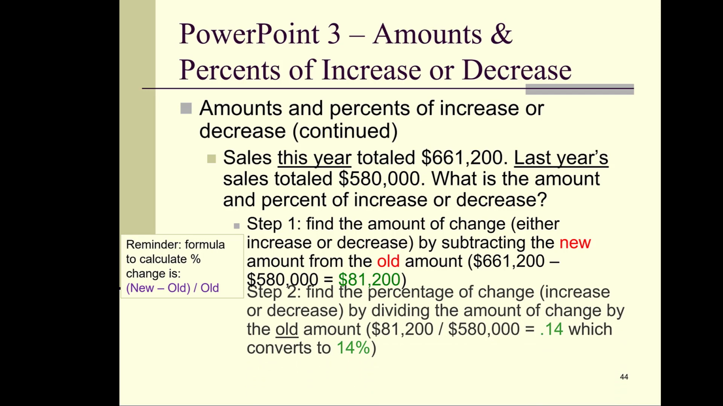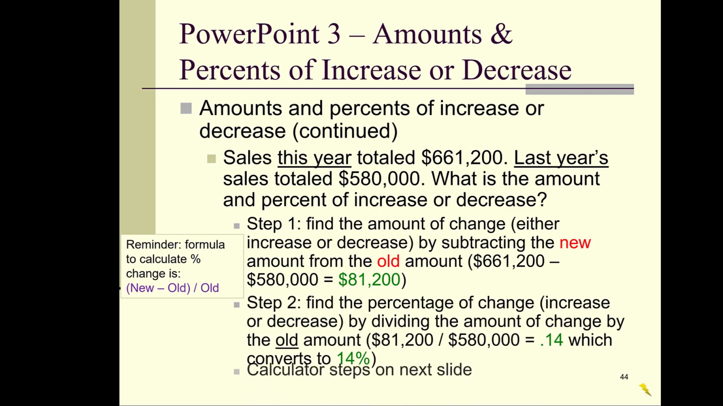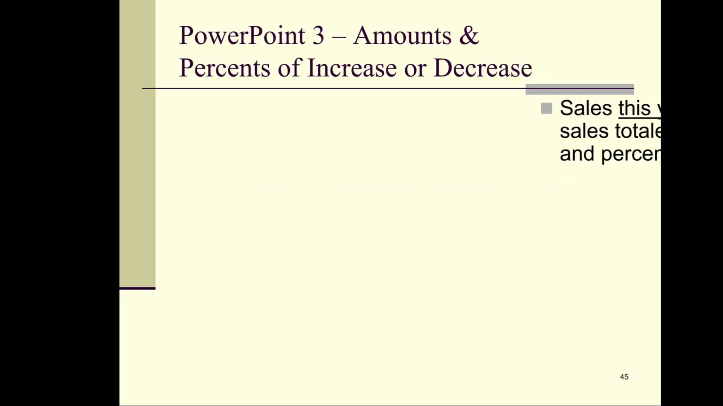Step two, we want to find the percentage of change, or the percentage of increase or decrease, by dividing the amount of change by the old amount. So we take the amount of change, 81,200, divide by the older sales number, 580,000, and that gives us 0.14. So to convert that decimal to a percentage, you multiply by 100 or just move the decimal 2 places to the right. And then on the next slide, I'll show you the calculator steps to do this.